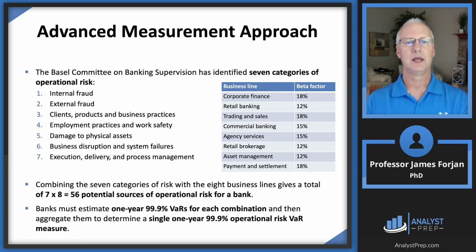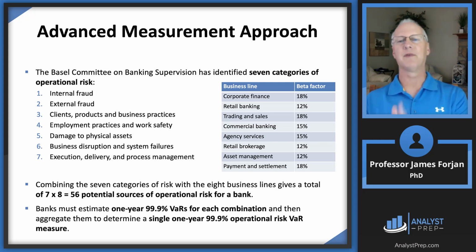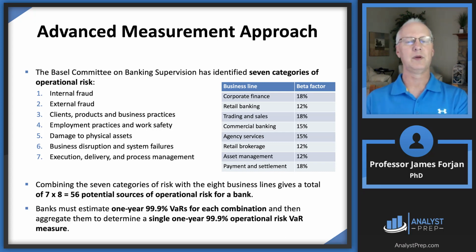Now, how about the AMA approach, this advanced measurement approach? What we're going to do is kind of leapfrog from what we did in the previous slide with the standardized approach. So there we have the same table, but what we're going to do is have 7 categories of operational risk, and they're listed right there, and I'll talk about them in just a little bit in a future slide.